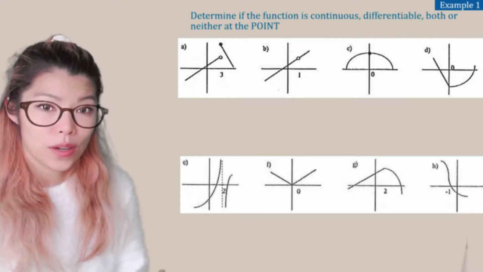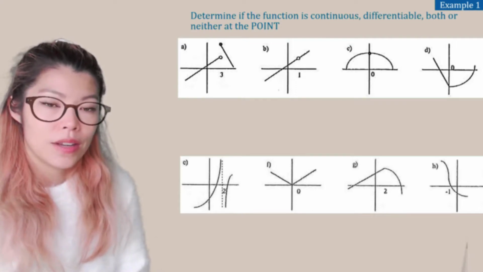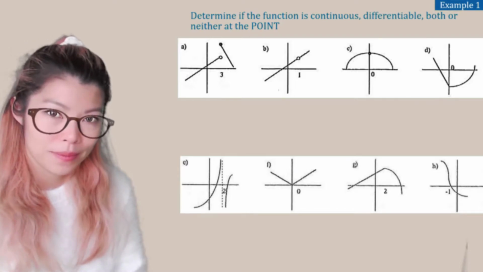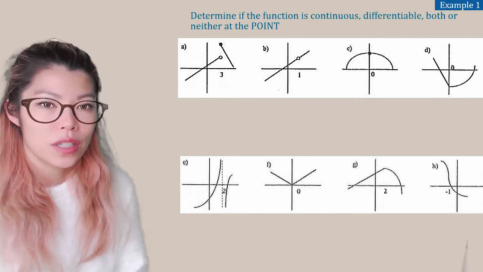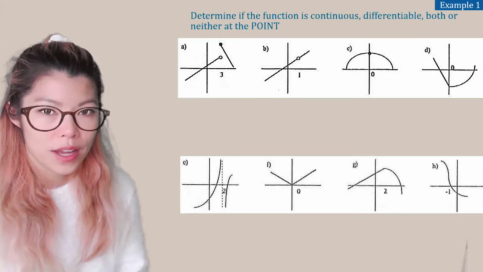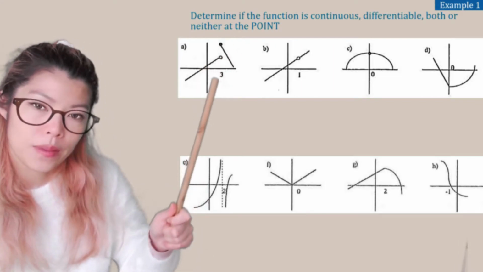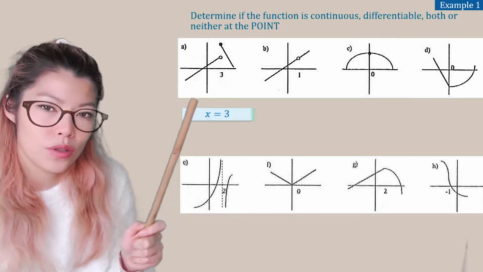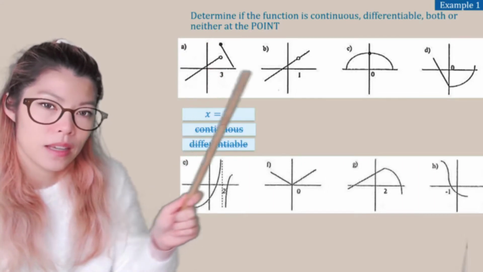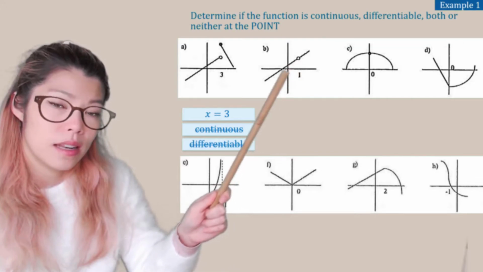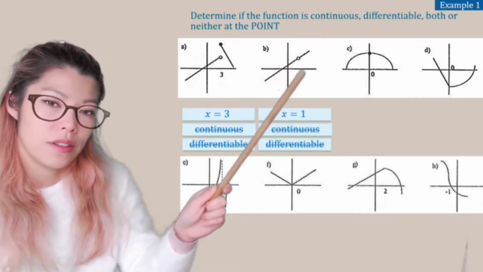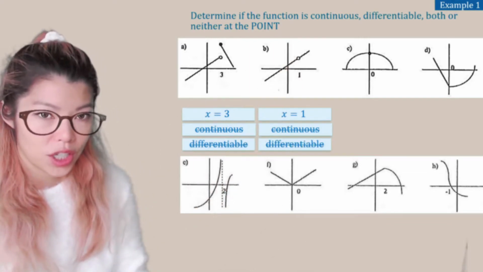What about these ones? You give these a go, pause the video and unpause to see if your answers match mine. So determine if the function is continuous, differentiable, both or neither at the special point. At 3, is it differentiable? Definitely not, because it's not even continuous. At 1, the limit exists, but there's a hole there, so it's not continuous. And if it's not continuous, then you can't differentiate it.